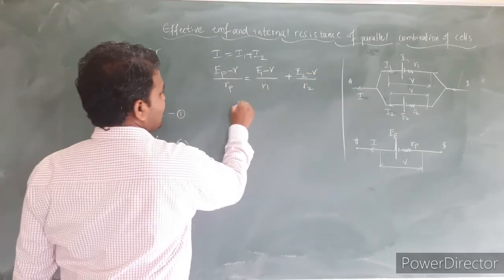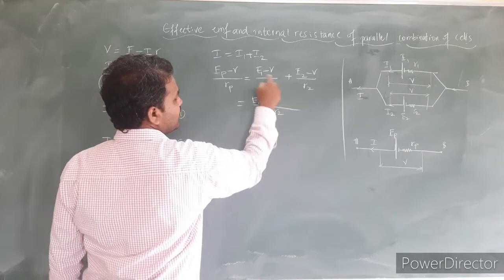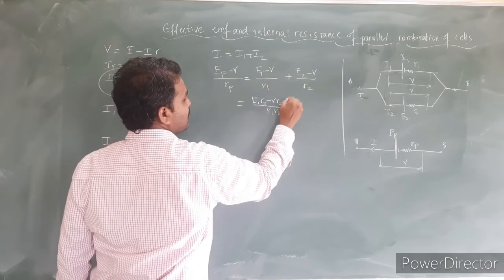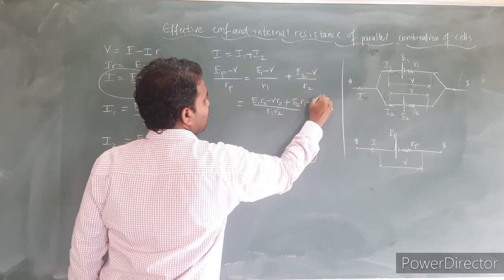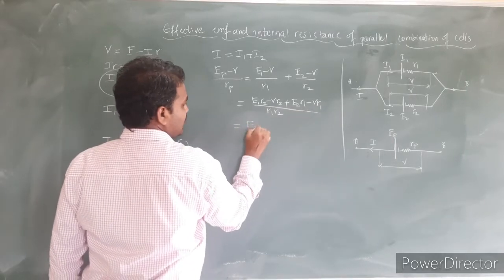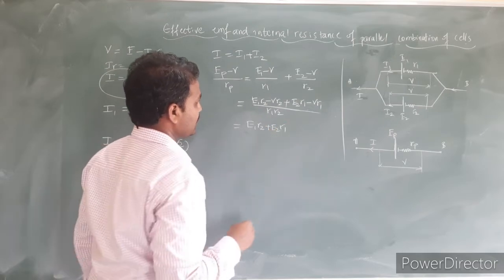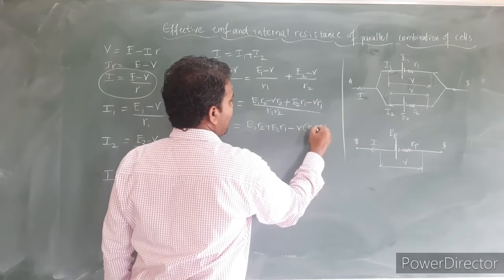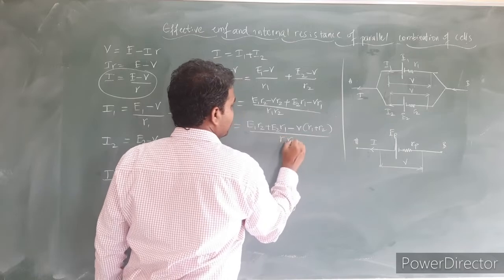Let us simplify this. The denominator is R1 into R2. Here we will have E1 into R2 minus V into R2. This R1 I will multiply to the numerator here, so I will get E2 into R1 minus V into R1. This I can write as E1 R2 plus E2 R1 minus V into R1 plus R2 whole divided by R1 into R2.